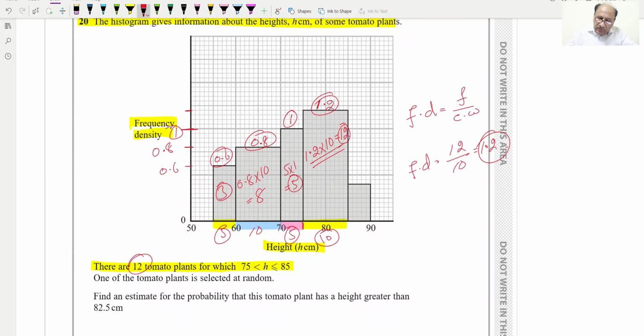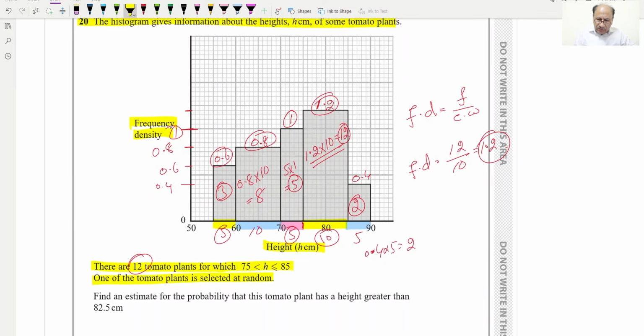The last one is this one, which is basically this bar, 85 to 90. So the width is 5 and the height is, how much? Height is up to this one, which is 0.4. So we can multiply 5 with this, so 0.4 multiplied by 5 will be equal to 2. So we can write this as 2. Now we got everything.